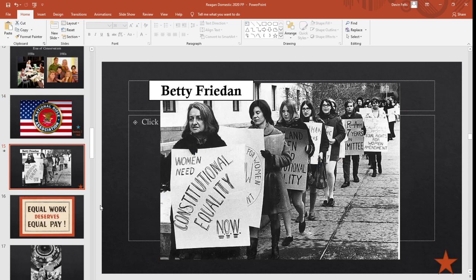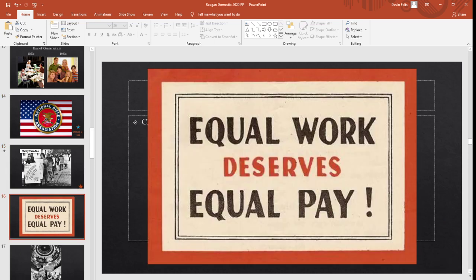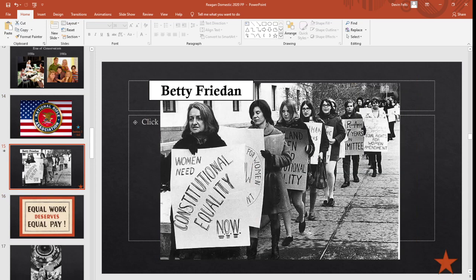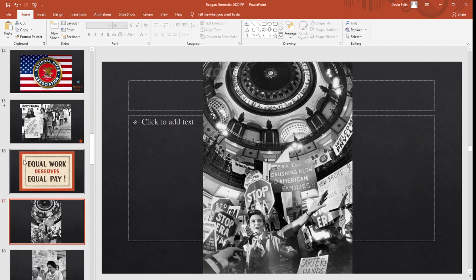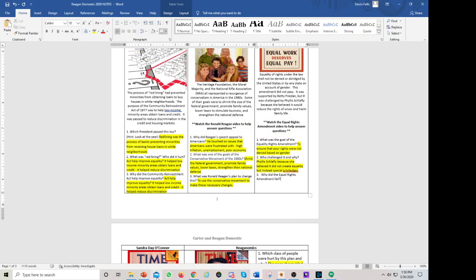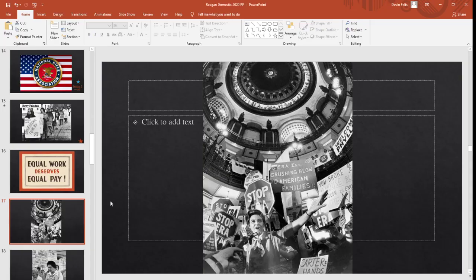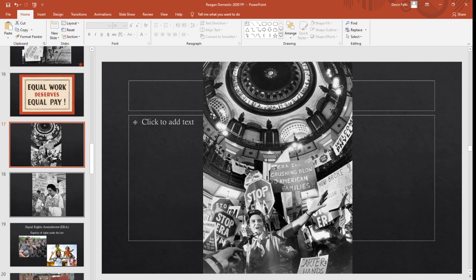So during the 60s, there's Betty Friedan right there, the feminist and political and social rights activist. During the 50s, she begins pushing for the Equal Rights Amendment during the late 60s and early 70s. This is Phyllis Schlafly, and she is lobbying against the Equal Rights Amendment.